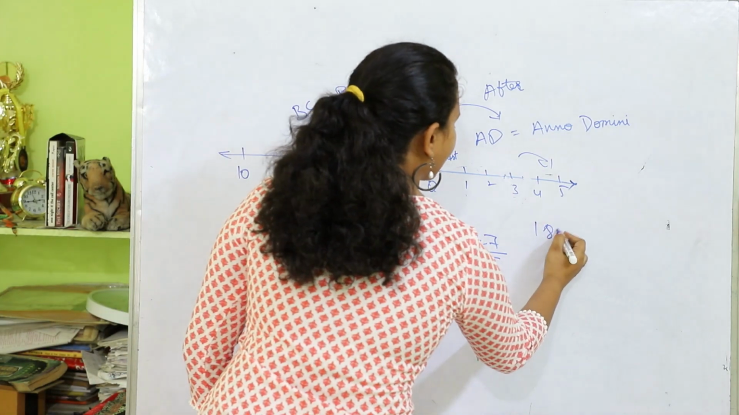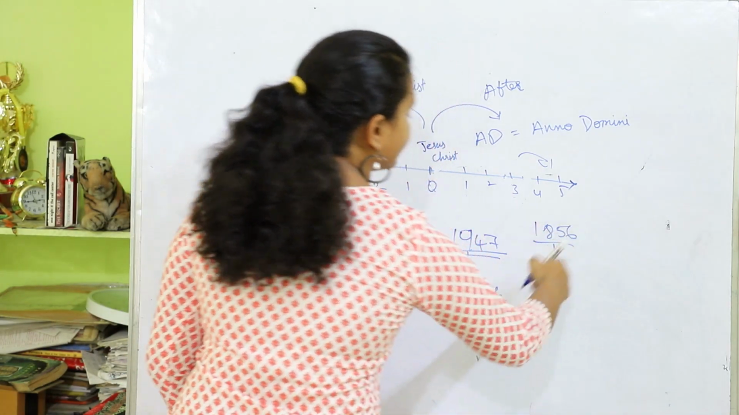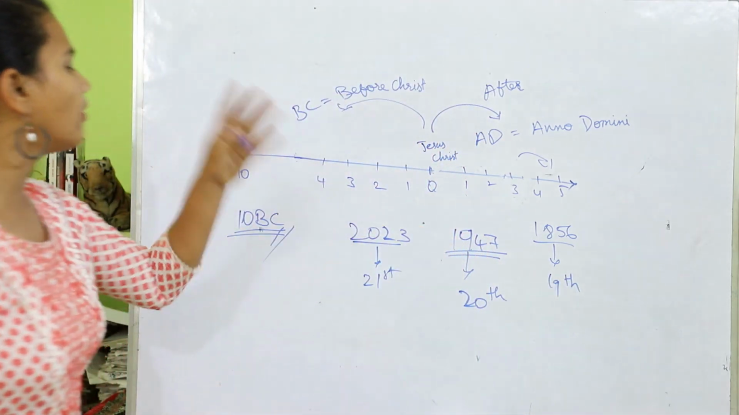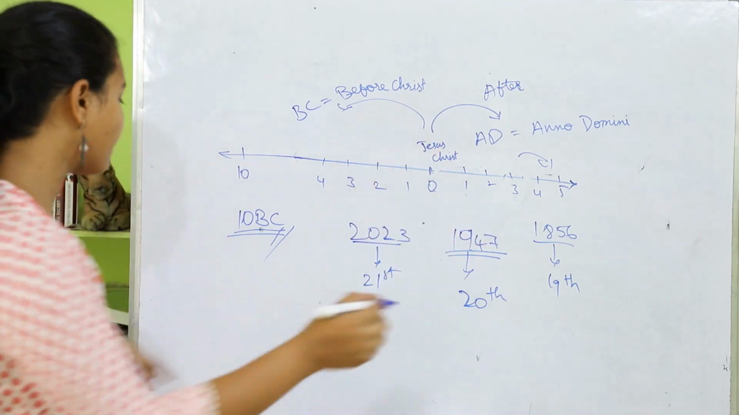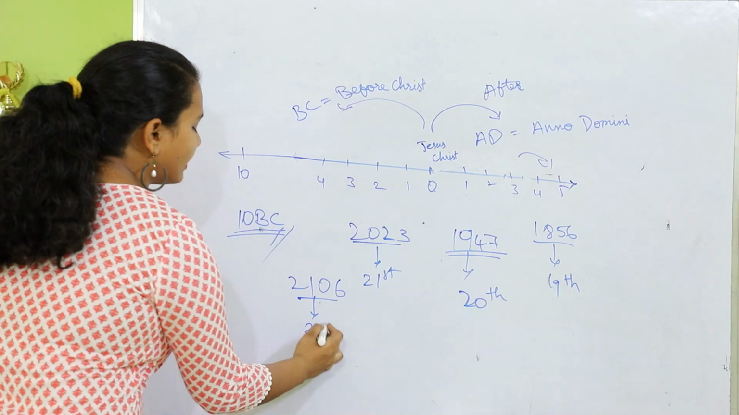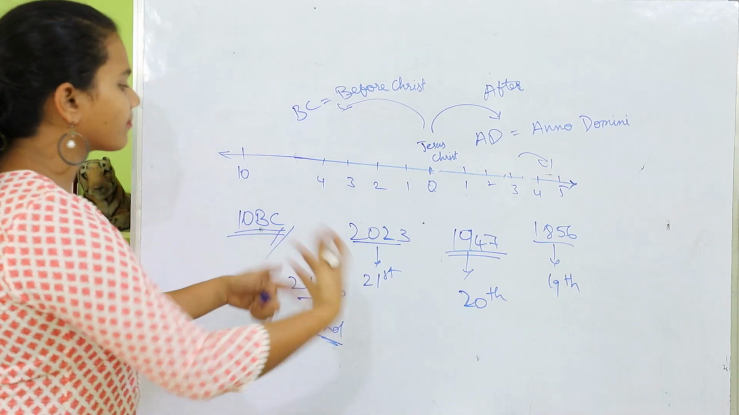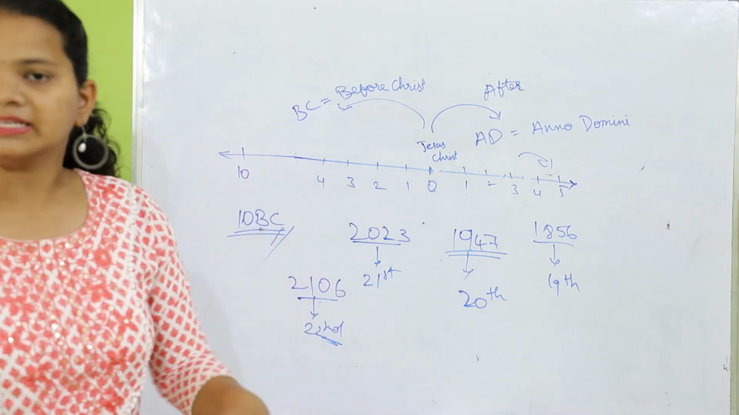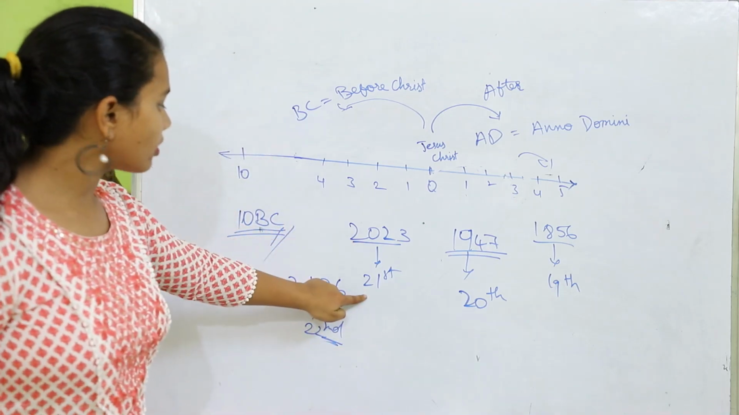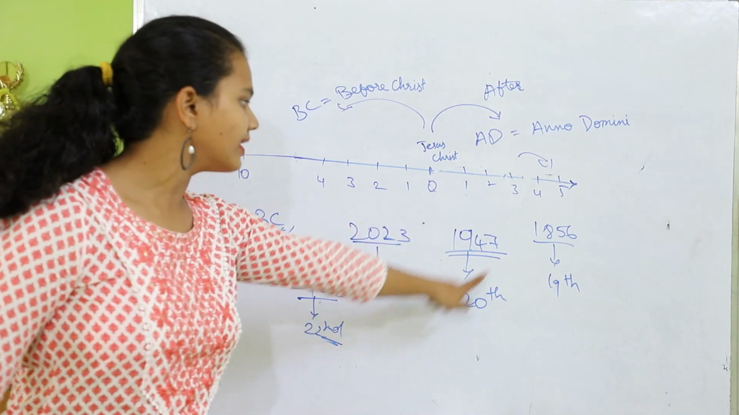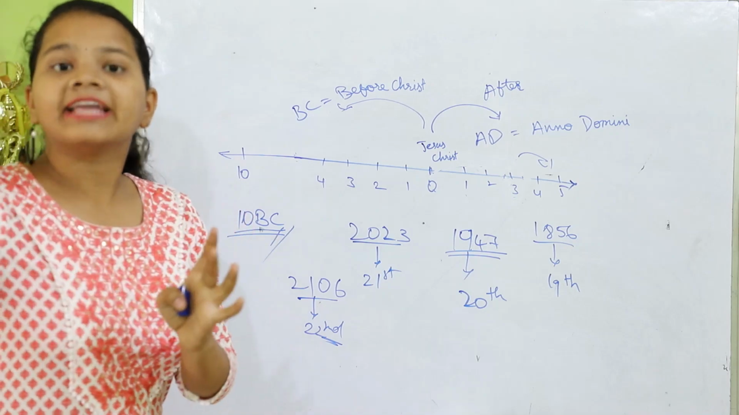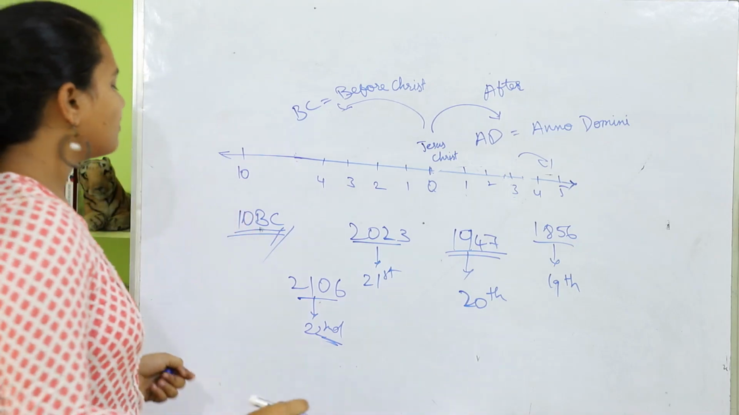Or if we go to 1856, we call this the 19th century. Now guys, if I talk about 2106, then it would be the 22nd century. As the years are increasing, we are going for the next succeeding number, right? Here you have 20, you are talking about 21, here you have 19, you are talking about 20, 18, 19, and so on. We are going for the succeeding number. This is of the centuries, guys.